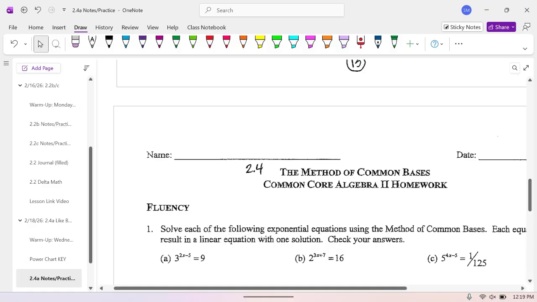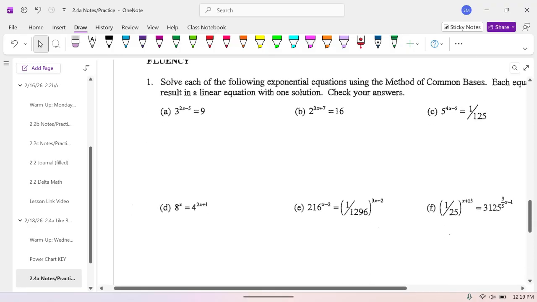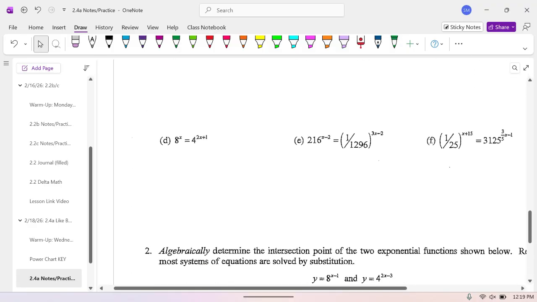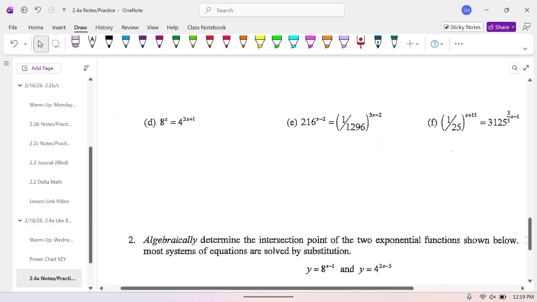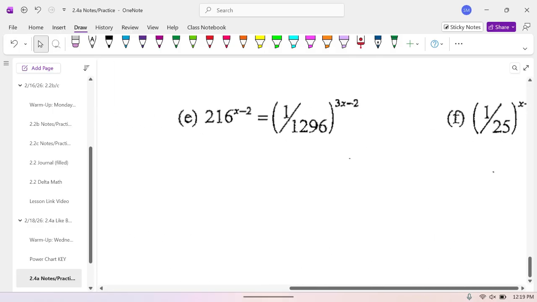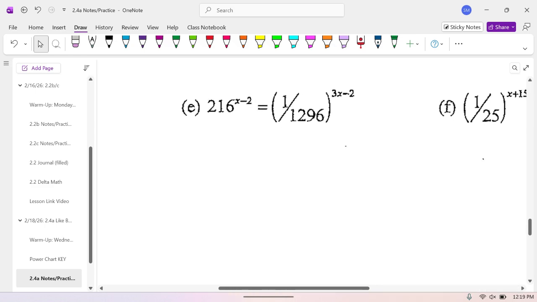All right, one more and then we're going to call it a day. Let's do one that's a little bit difficult. So on the next page, let's look at letter E. Now, this is where that power chart is going to come in handy. So, with letter E.